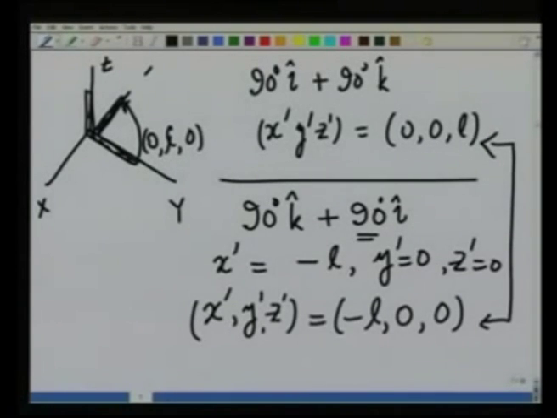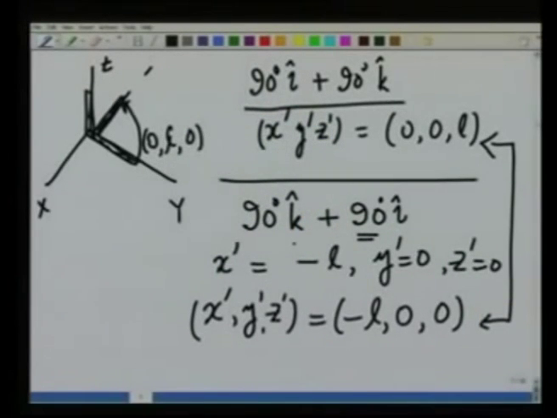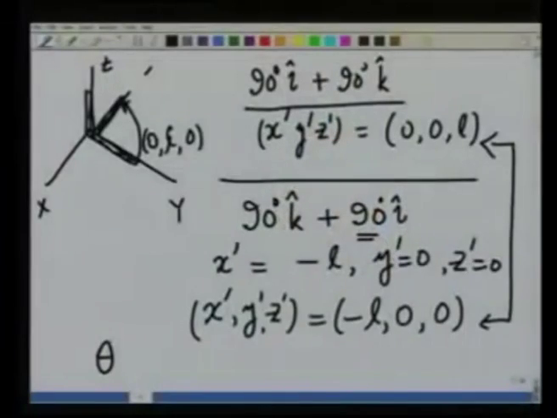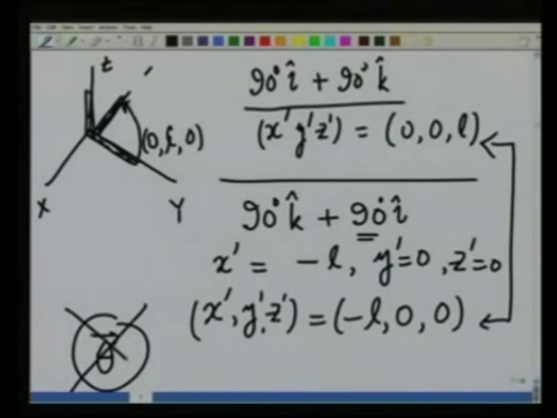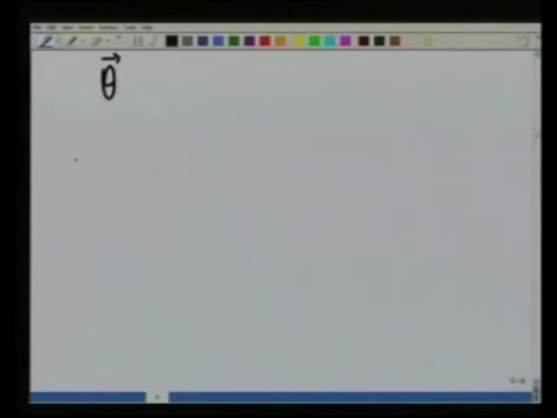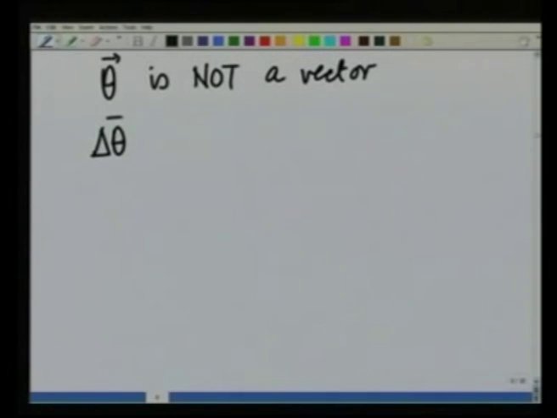What that means is that I can't really represent this as a vector, it has no meaning, because it changes according to how I apply these rotations, in what order I apply them. So, angle theta cannot really be a vector, but there is a saving grace. The saving grace is that although a finite angle theta is not a vector, any infinitesimal change delta theta is a vector quantity.